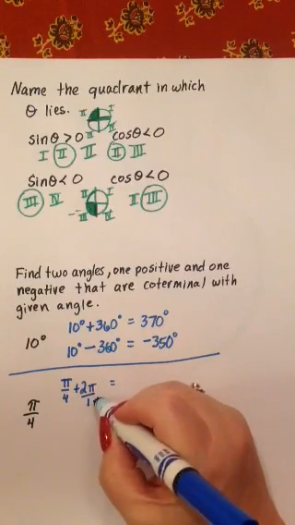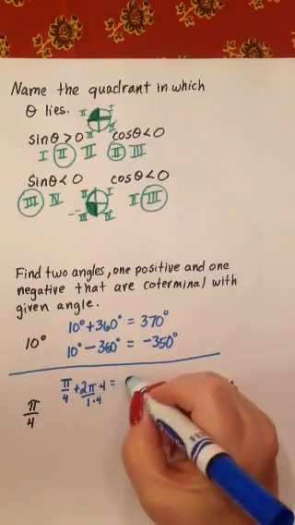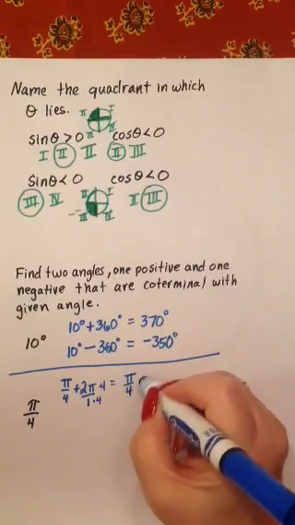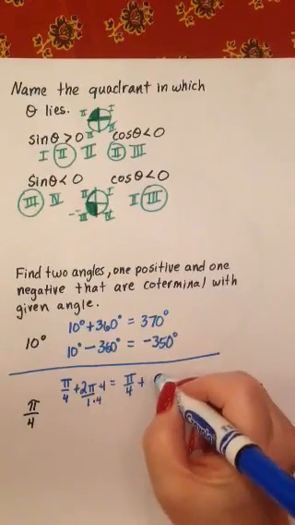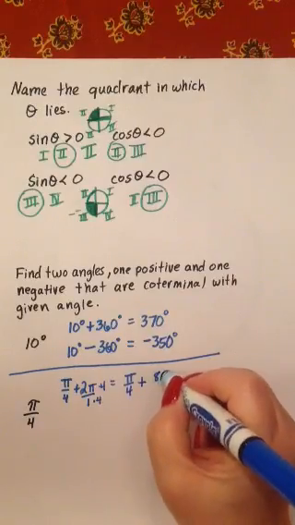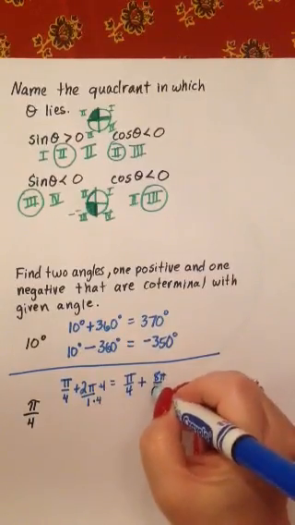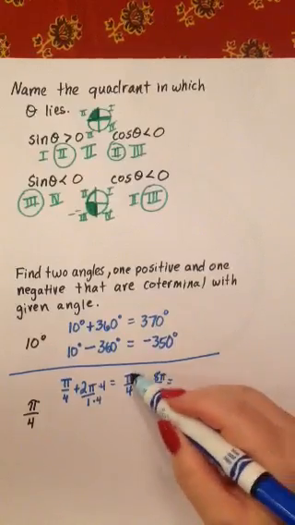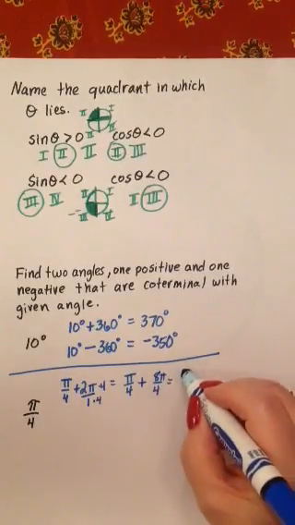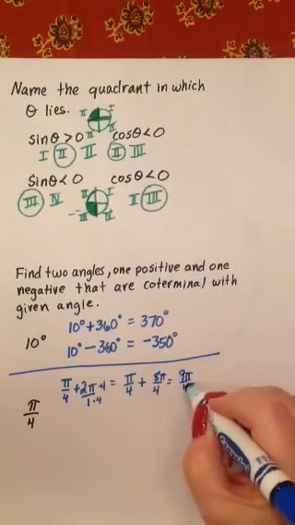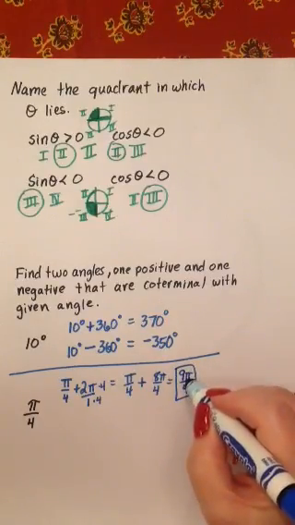So I could just multiply top and bottom by 4, and that would give me pi over 4 plus 2 pi times 4 is 8 pi, and 1 times 4 is 4. So pi over 4 plus 8 pi over 4 gives me 9 pi over 4. And that's the positive one.